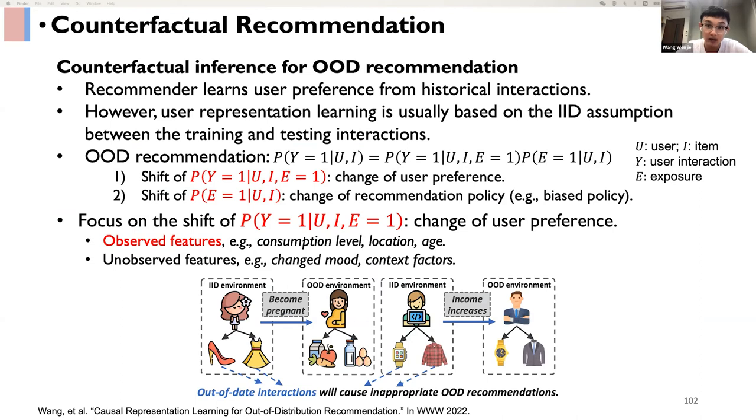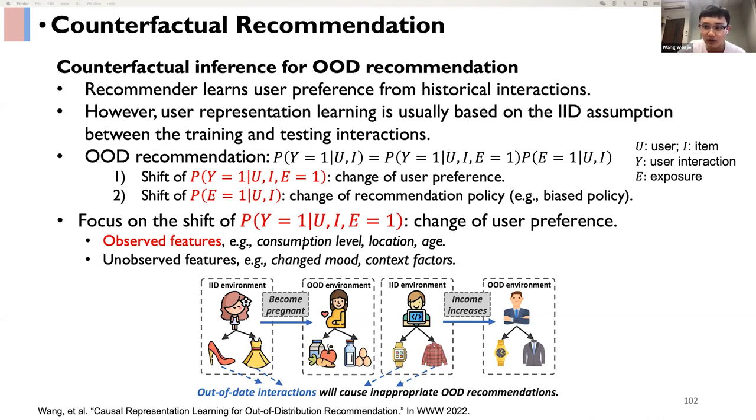Actually, another recommendation task that uses counterfactual inference is called OOD recommendation. As we all know, recommendation models aim to learn user preference from users' historical interactions, right? However, recommendation learning is usually based on the IID assumption between the training and testing periods. It means that user interactions with items have a stable distribution from the training stage to the testing stage. This is infeasible in real-world scenarios, right? Because as time goes on, user preference might change and the recommendation policy can also change, so the interaction distribution could be different.